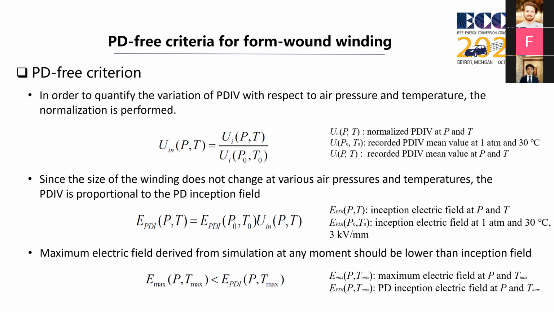We can see the 3 equations. First, the normalization is performed to calculate the effect of pressure and the temperature on PDIV. Then the inception field at a low pressure and a high temperature is equal to the product of normalized PDIV and the PD inception field at the normal condition, which is widely acknowledged as 3 kilovolts per millimeter.